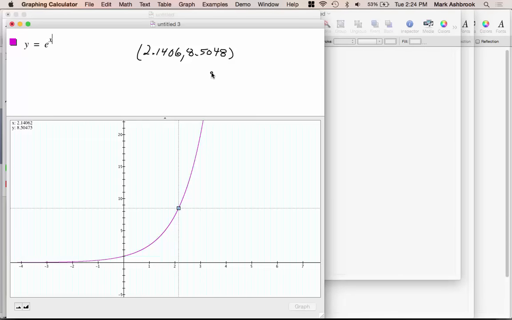What's the rate of change at x equals 2.1406? The amount of accumulation at that x value is 8.5048. What is the rate of change at 2.1406?